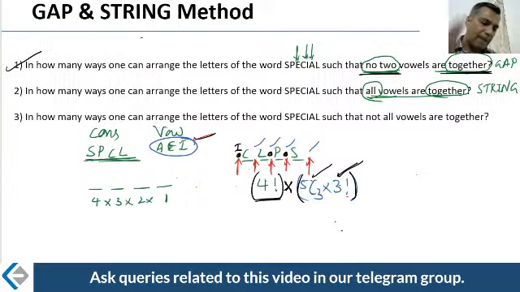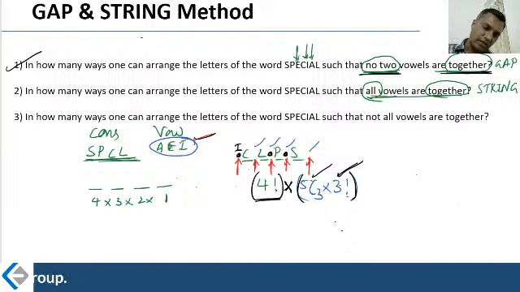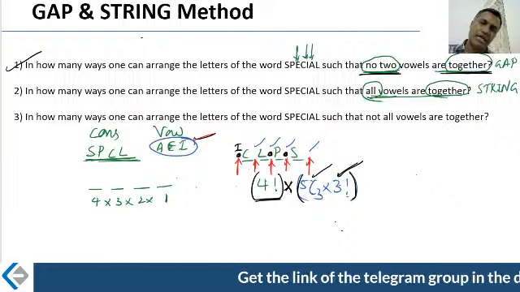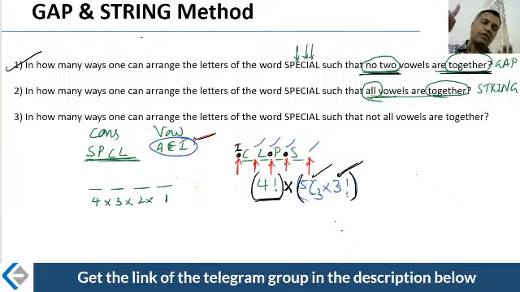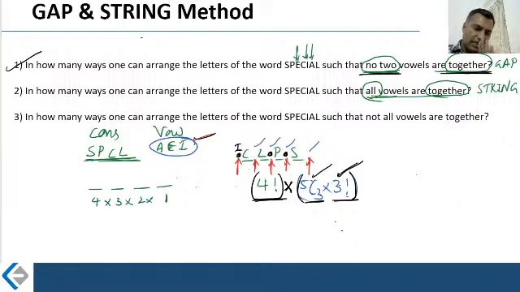Therefore, I illustrated the gap method very clearly to you. If no two vowels are together, first you need to understand what is separating them. Consonants are separating. Arrange them. Look for the potential gaps. Select the required number of gaps and arrange vowels into those gaps. Now the answer looks like 4 factorial, that is the arrangement of consonants, and then select the gaps for vowels and arrange the vowels. All right, that's about the first question.